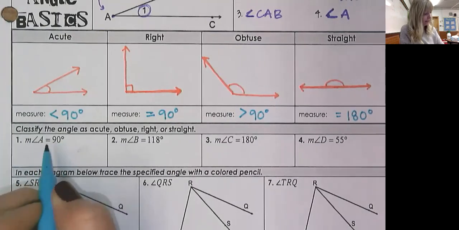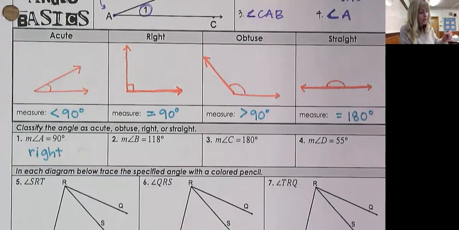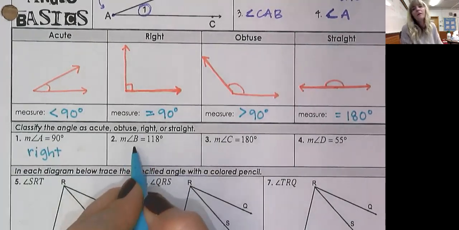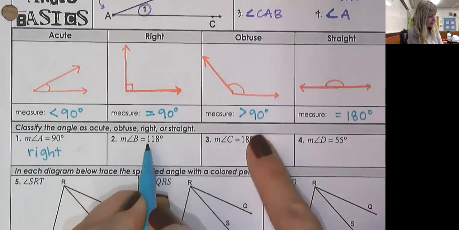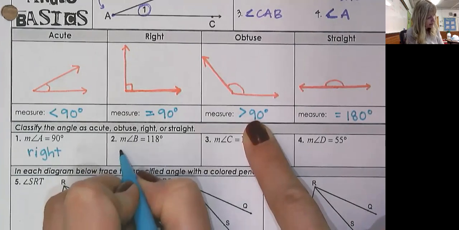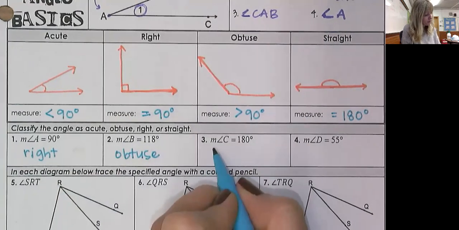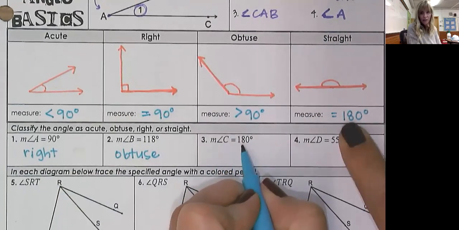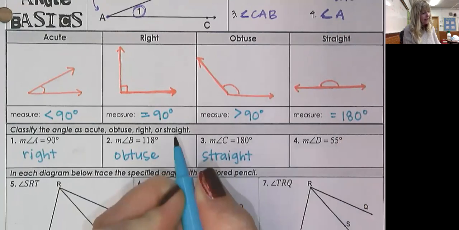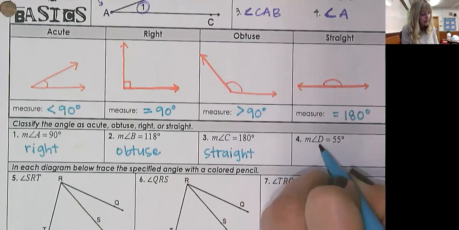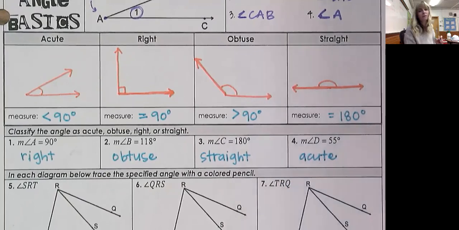If the measure of angle A equals 90 degrees, we would classify that as a right angle. If the measure of angle B, and they're naming it just by their vertex, if the measure of angle B is 118, that is greater than 90 degrees, and therefore that is an obtuse angle. If the measure of angle C is exactly 180 degrees, that is a straight angle. And if the measure of angle D is 55 degrees, that is less than 90 and therefore an acute angle.